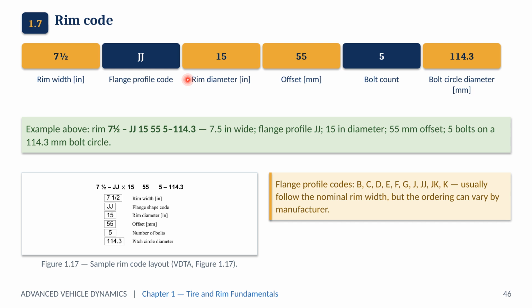So the rim 7.5 JJ 15, 55, 5-114.3 means 7.5 inches wide, flange profile JJ, 15-inch diameter, 55 millimeter offset, 5 bolts on a bolt circle of 114.3 millimeters. Common flange profile codes are B, C, D, E, F, G, J, JJ, JK, and K. They usually follow the nominal rim width, but the ordering can vary by manufacturer.